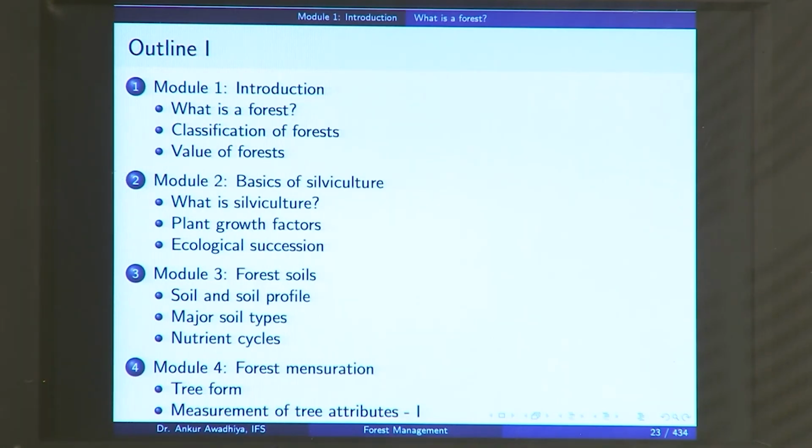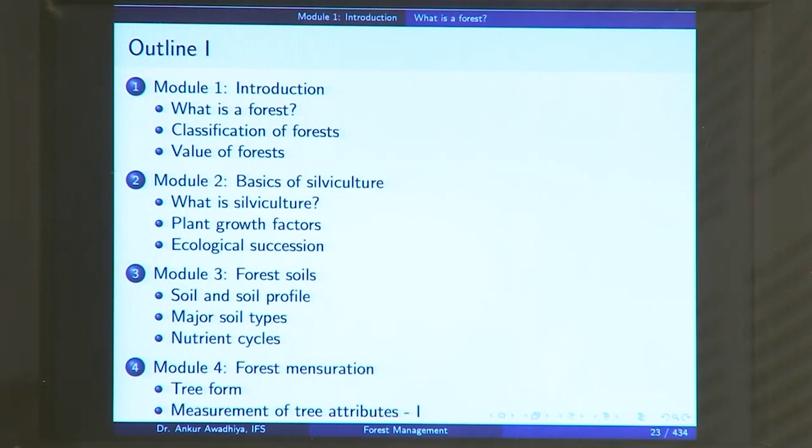So, as we saw just now, silviculture is the art and science of growing forest crops. Now, this module will cover what is silviculture, different kinds of silviculture, the plant growth factors. So, if you want to raise a forest crop, you need to provide certain nutrients. What are those nutrients? And we will also have a look at ecological succession, which tells us how a certain piece of land or a bare rock moves from being a bare rock to a forest. So, this is an ecological succession.